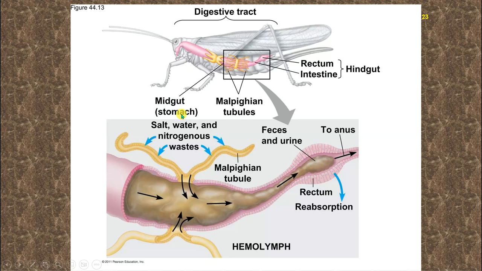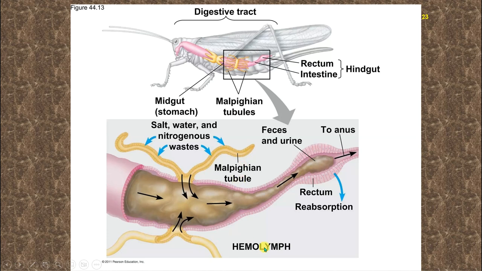So the midgut is also called the stomach. In this particular type, the midgut is expanded here. Then the salt, water, and nitrogenous waste are excreted through these Malpighian tubules.